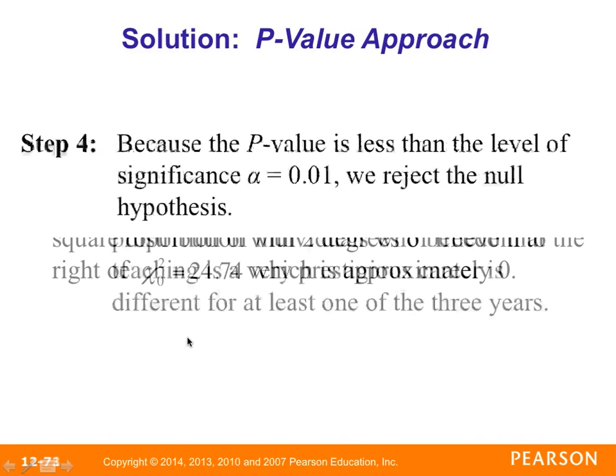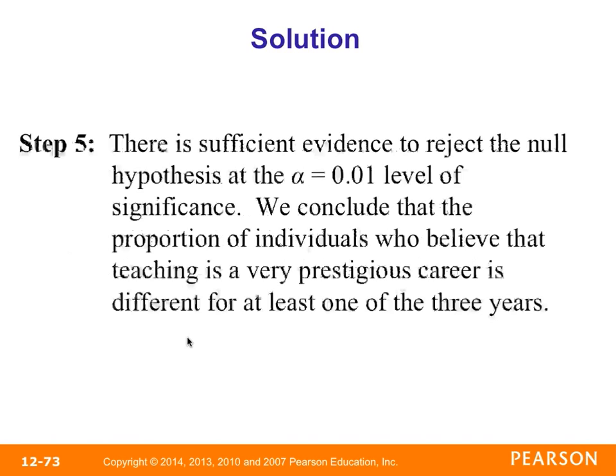So because our p-value is less than alpha, we do reject the null hypothesis. So we can say that there is sufficient evidence to reject the null hypothesis at the alpha equals 0.01 level of significance. We can conclude that the proportion of individuals who believe that teaching is a very prestigious career is different for at least one of the 3 years, meaning that it hasn't stayed static over the course of the 3 years that we're talking about.